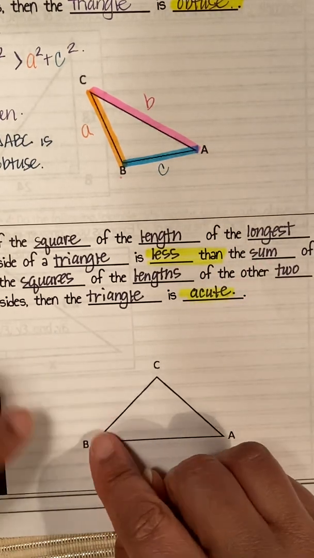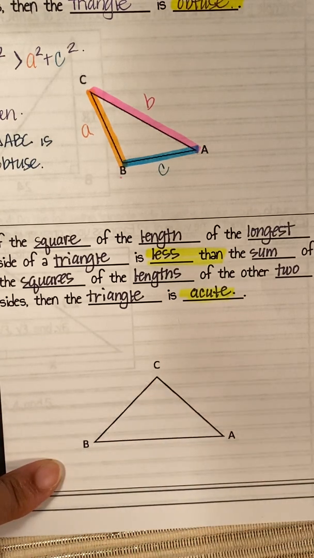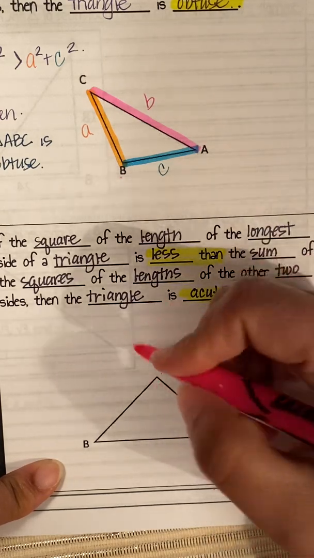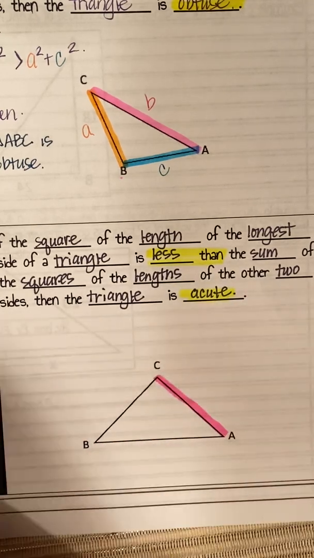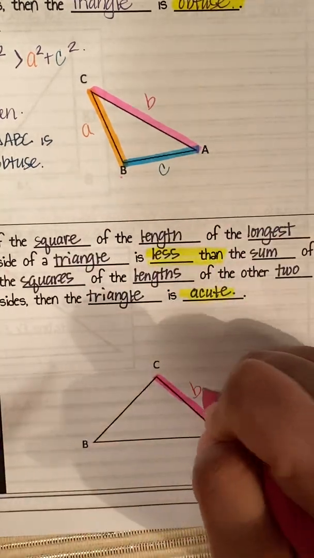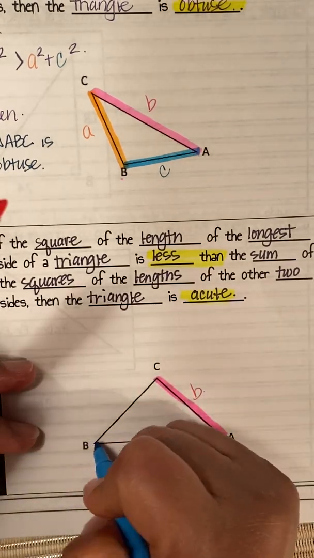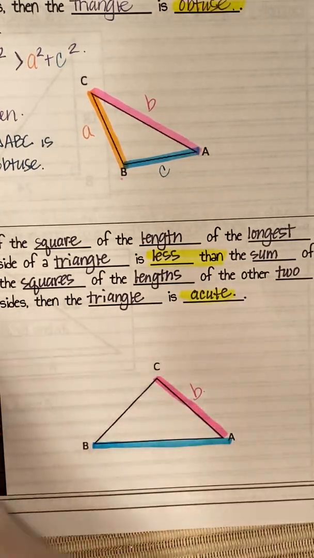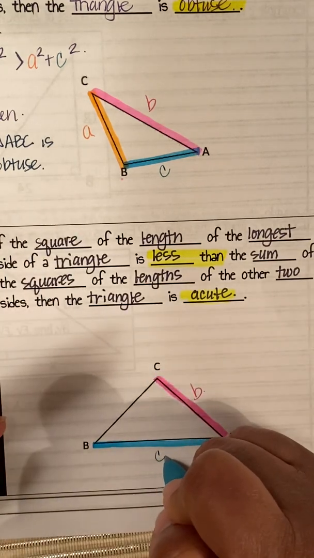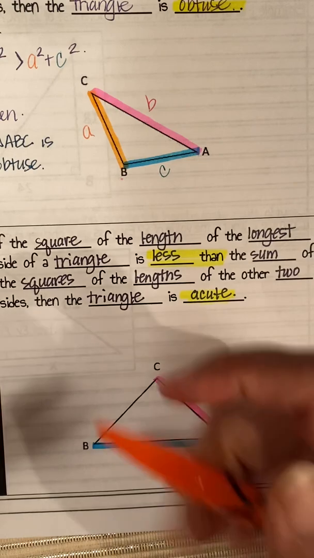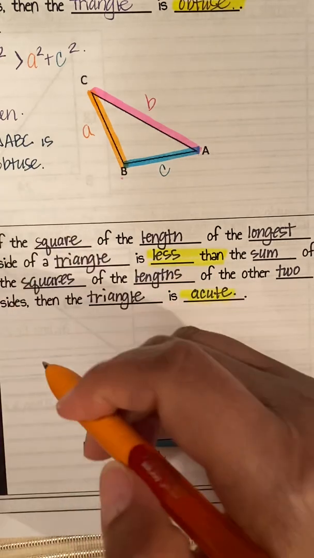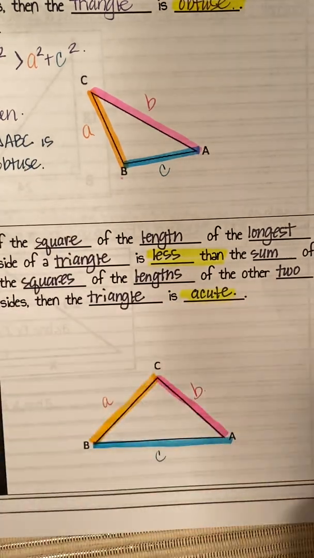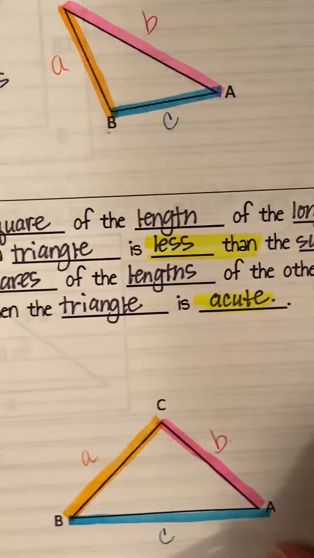All right, so we have our triangle ABC, and I'm going to use the same colors. From C to A, that's pink, and since B is directly across from that, this side is B. B to A is blue, and since C is directly across from that, that's my C. And from B to C, that's orange, and since A is directly across from that, this is my side A.